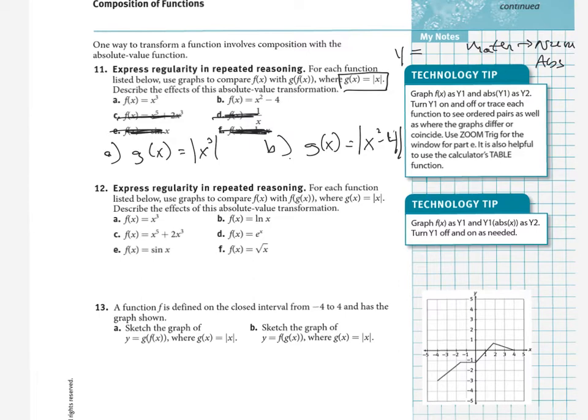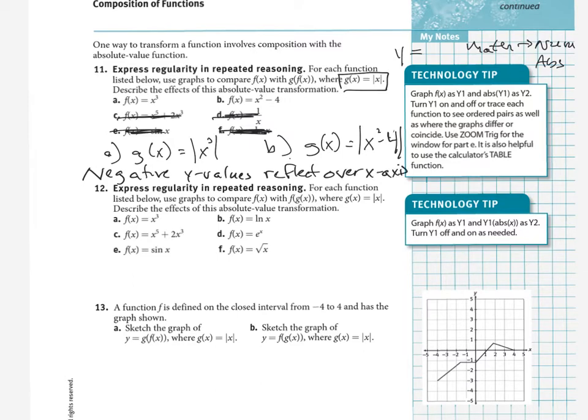And they want you to say, what is the pattern of this? Describe the effects of the absolute value transformation. And this is kind of tricky, so I'm just going to go through it. The transformation is that negative y values, think about absolute value, you don't come out with a negative answer. So it's only the negative y values that turn into positive y values. So describe this with the graphing. We'll say reflect over the x-axis.